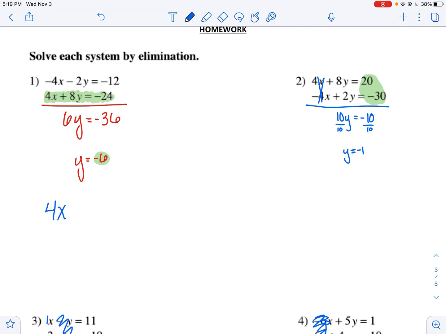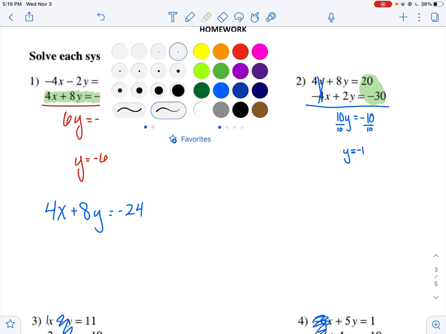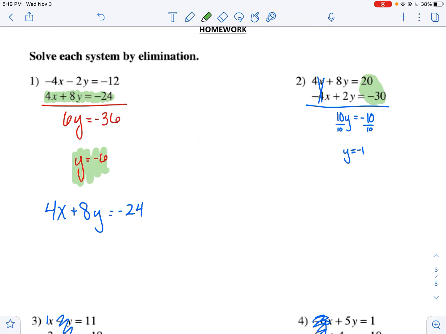I have 4x plus 8y equals negative 24. But what is y? What did we just find out y was? Well, we just said that y was negative 6. So I'm going to substitute that y with a negative 6. So 8 times negative 6. And now I can simplify. 4x and then 8 times negative 6 is a negative 48 equals negative 24.